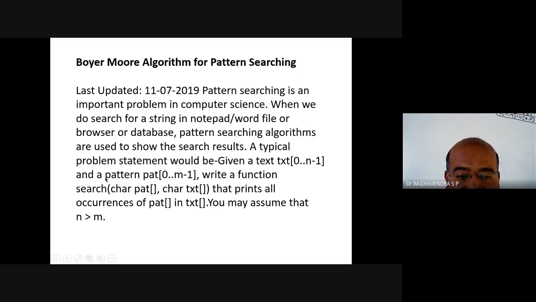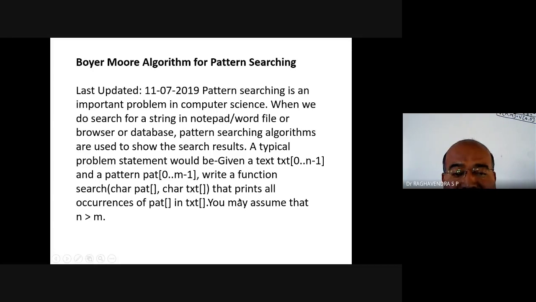Under this we have a pattern. It is represented by the variable pat, indexed from 0 to m minus 1, which indicates that the pattern is of size m. The pattern is a substring, and it needs to be searched in the text. Next, write a function search. The pattern will be passed as an argument, and txt will also be passed as an argument, and it prints all occurrences of the pattern.